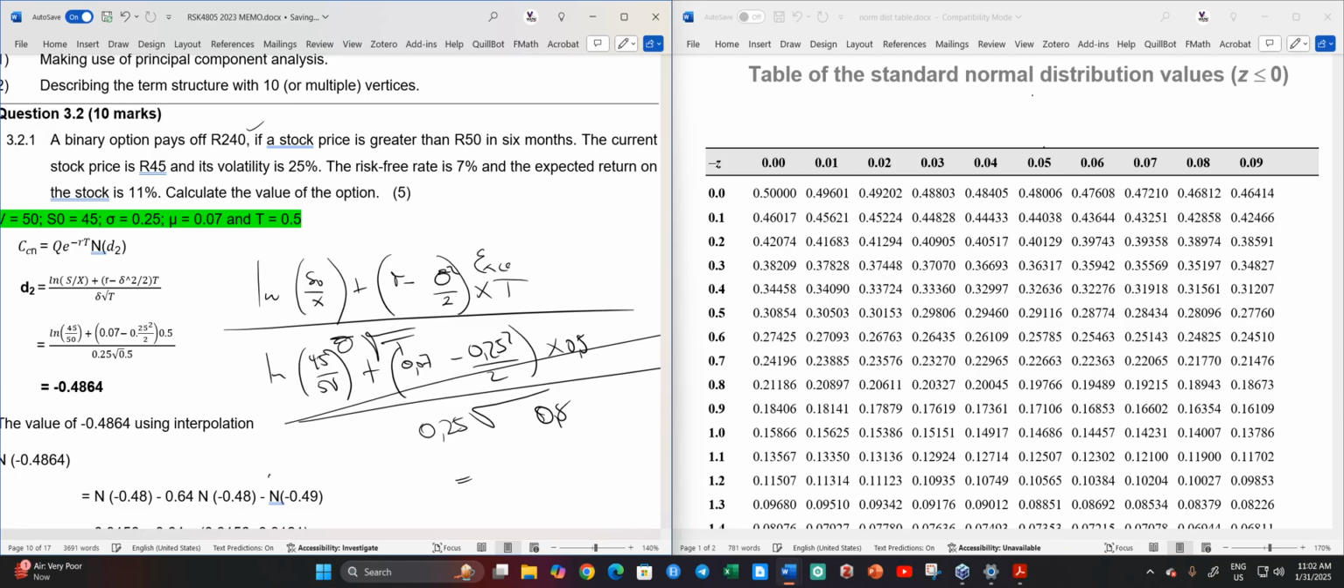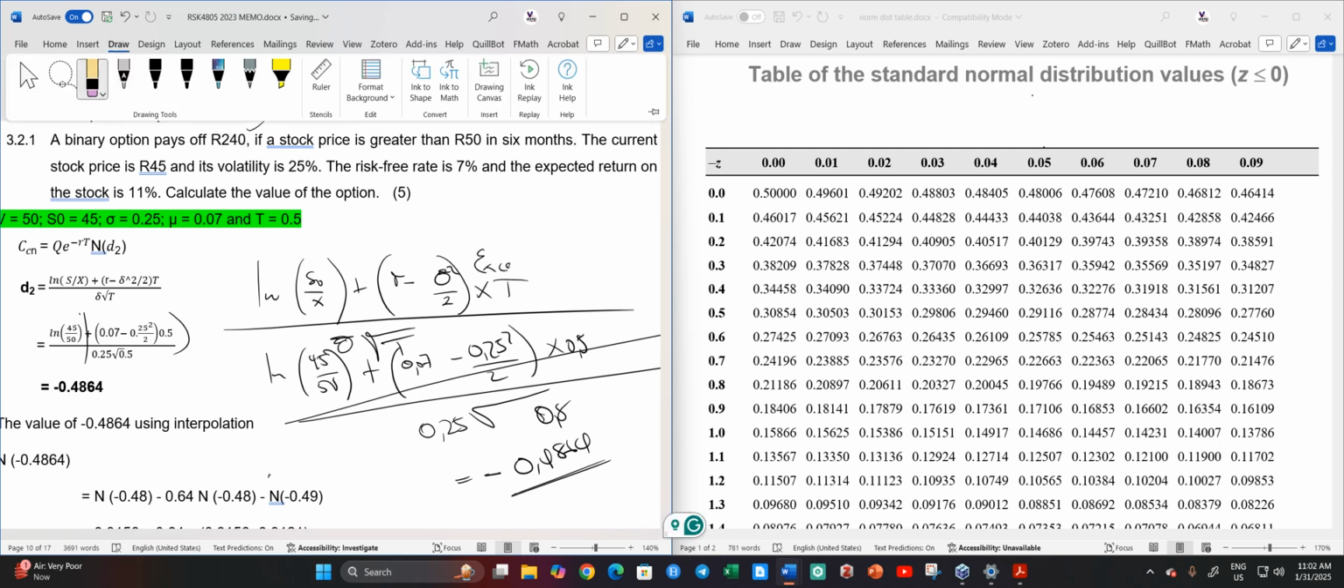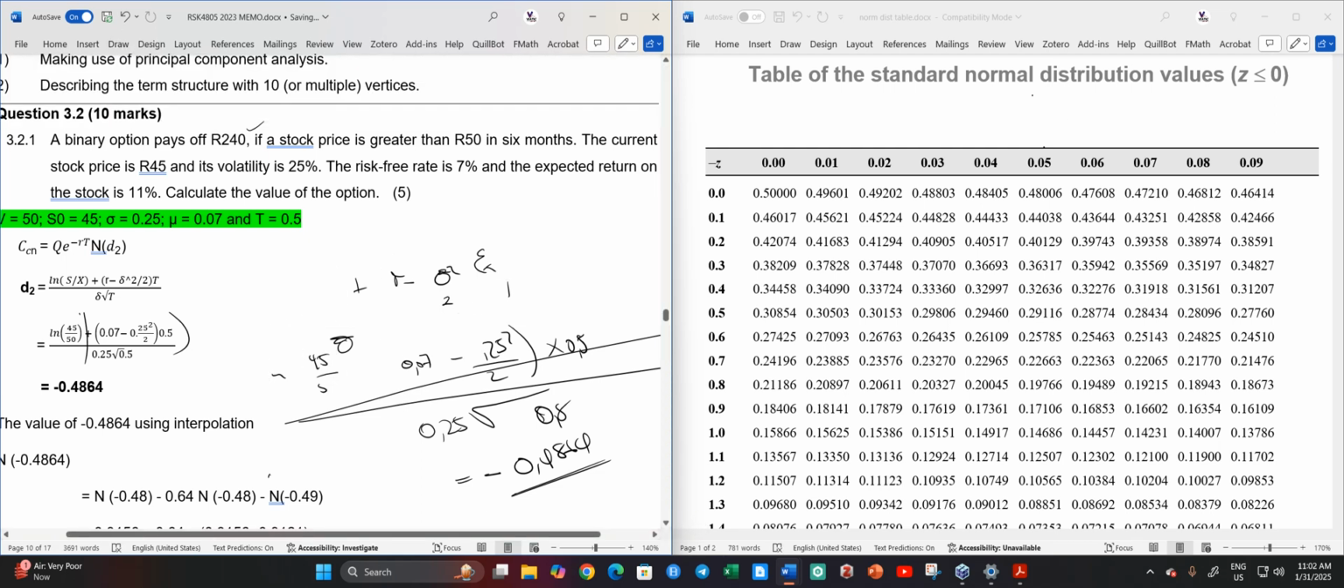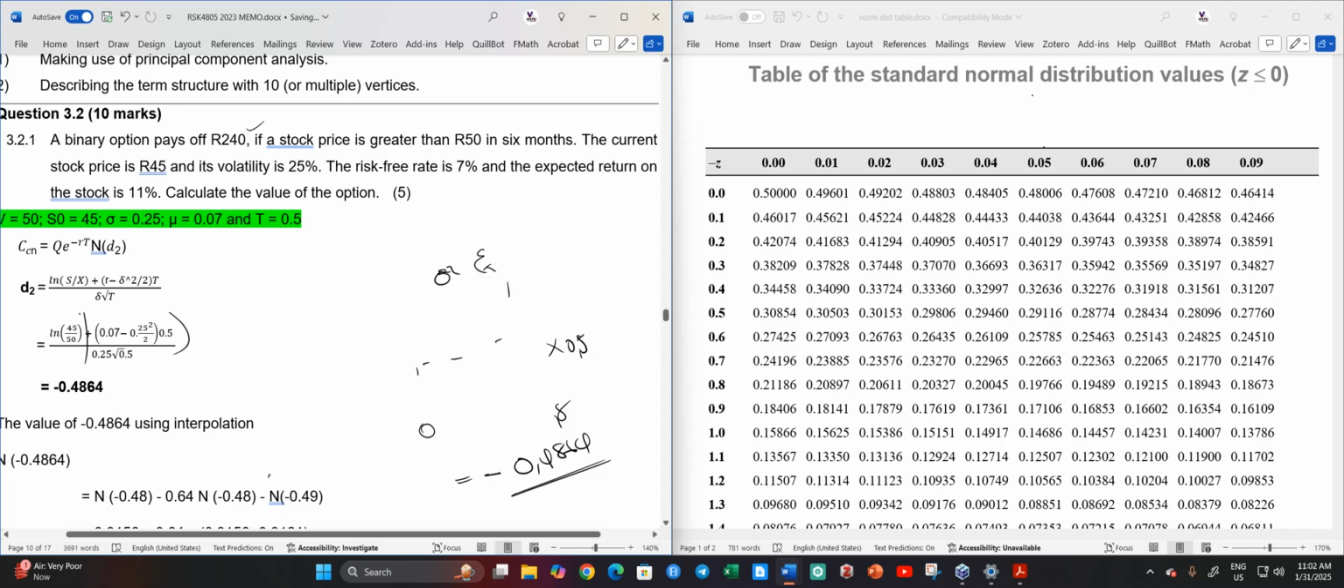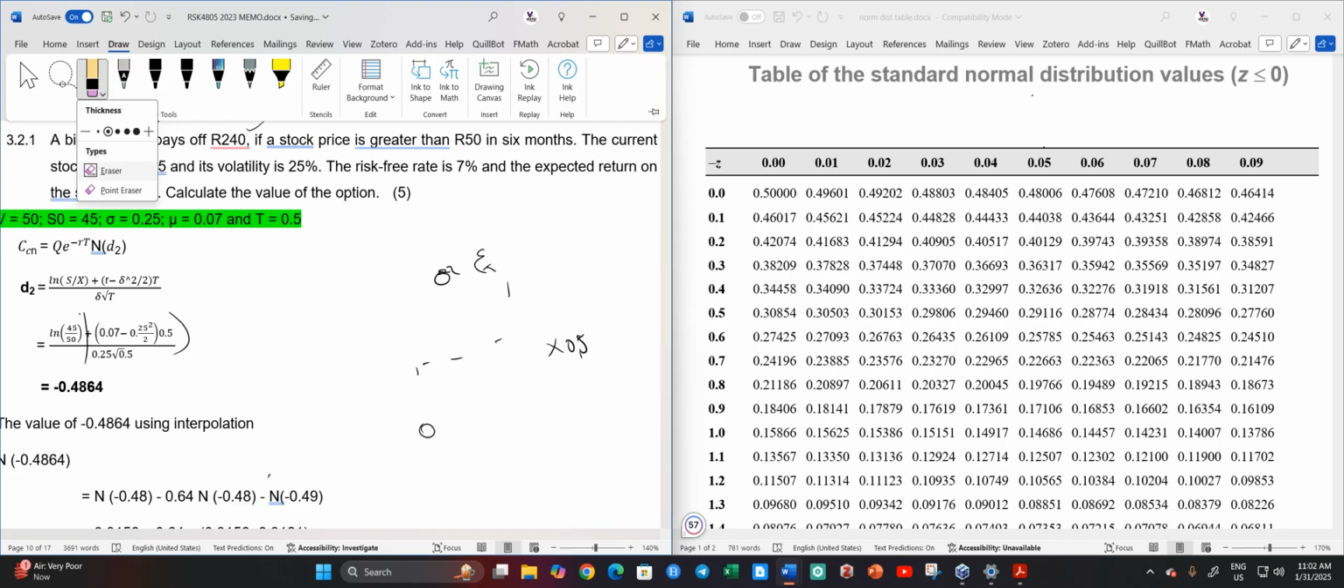Then we can press this at once, or we can calculate in parts, maybe this part, and this part. Then we add the numerator, then we divide with the denominator. So we're going to get minus 0.4864, right? And that minus 0.4864 is the one that we need now to interpolate, so that we get its exact value. Why are we doing this thing called interpolation? Might need to explain that.